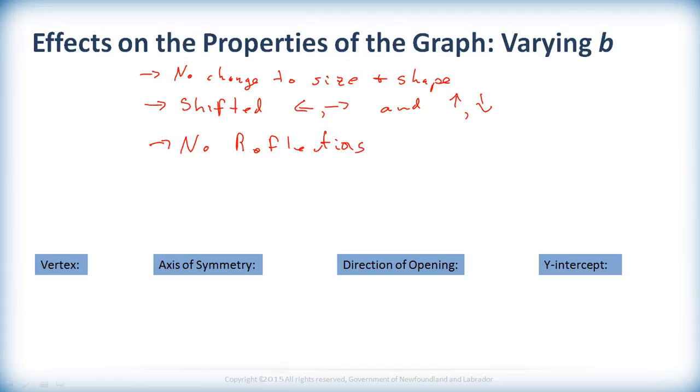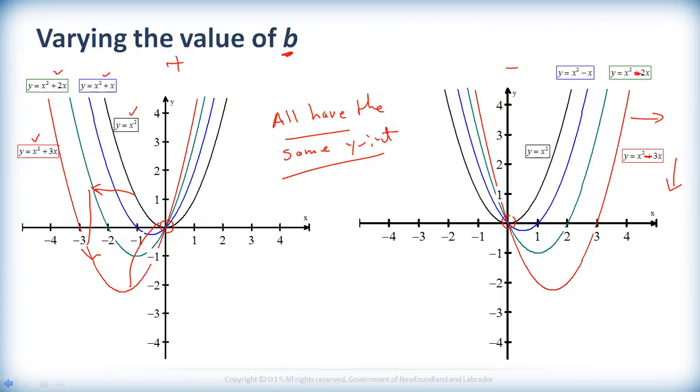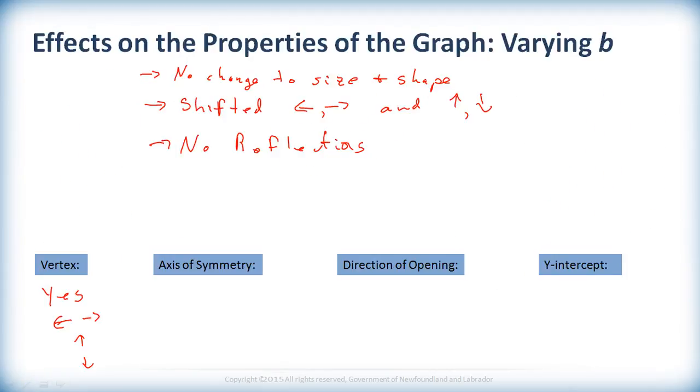Okay, interesting. So let's think about the four properties that are listed here and what effect the value of b had. Did it affect the vertex? Yes. It went left, right, and it could also have gone up and down. So b moved the vertex all over the place. Did it affect the axis of symmetry? Yeah, let's take a look back for a sec. The axis of symmetry went shifting left or right, that line of symmetry down through the middle, for different values of b. So yes, of course, it affected the axis of symmetry.